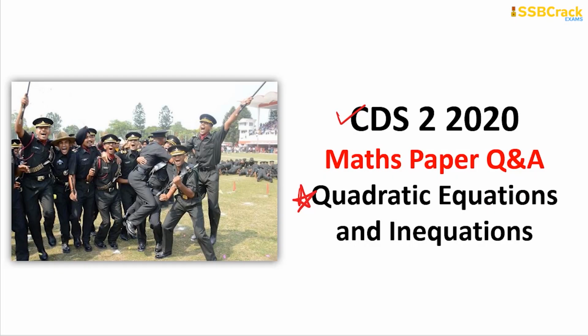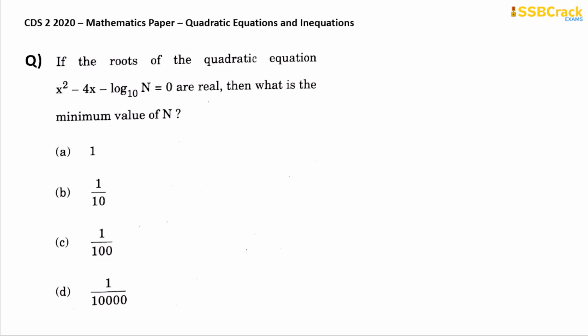Alright, so here is the question based upon the topic of quadratic equation in the Series 2 2020 examination. If the roots of the quadratic equation x square minus 4x minus log of n to the base 10 equals 0 are real, then what is the minimum value of n? Here you shall recall the important concept of discriminant, because you know that the discriminant D is the value that determines the nature of roots for a quadratic equation.